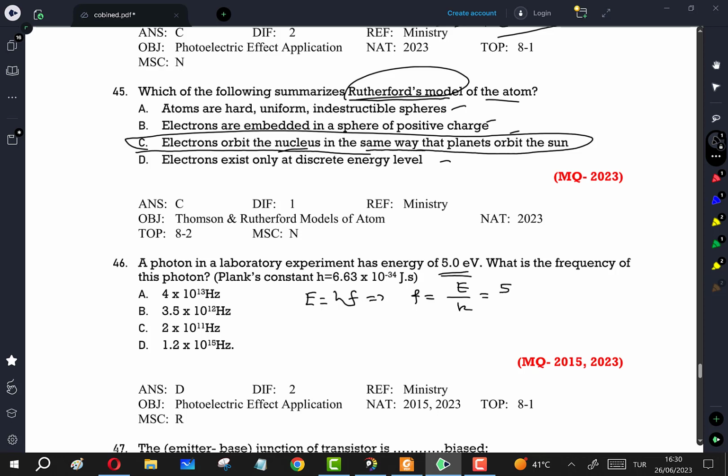E is given in electron volt, but we don't use electron volt in calculations. We should convert it to joule. 5 times 1.6 times 10 to the power of negative 19 divided by h, bracket 6.63 times 10 to the power of negative 34, close the bracket. Answer is 1.2 times 10 to the power of 15 Hertz. So this is the correct choice.